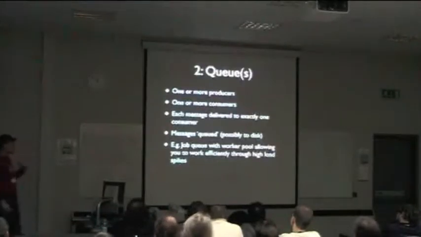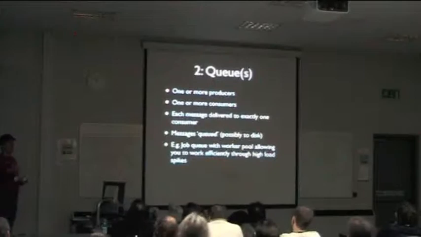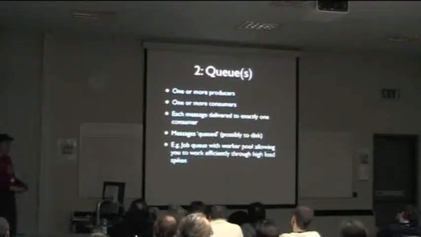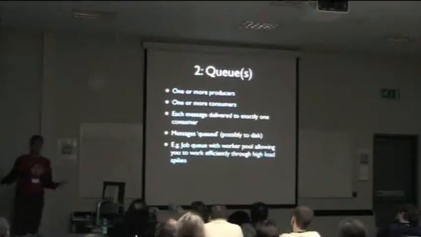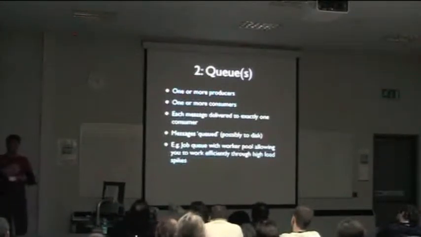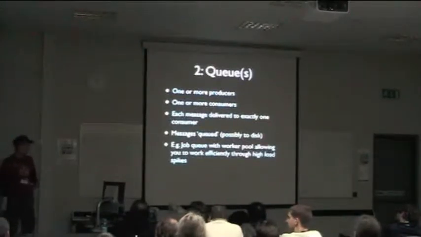Second, actual queues, what you think of as a work queue. You have 1 or more producers and 1 or more consumers, and each message goes to exactly 1 consumer. It's like giving everybody their homework, individual homework, and if I've got more things that need doing than there are people to give them to, I just hold on to them until you come back and say, right, I'm free now, I'd like to do some more work.